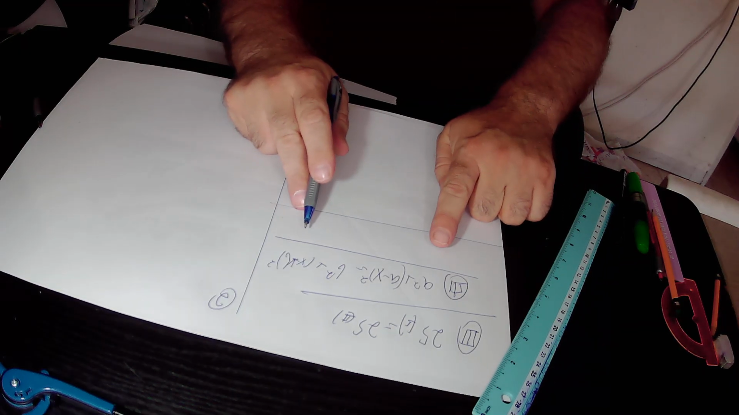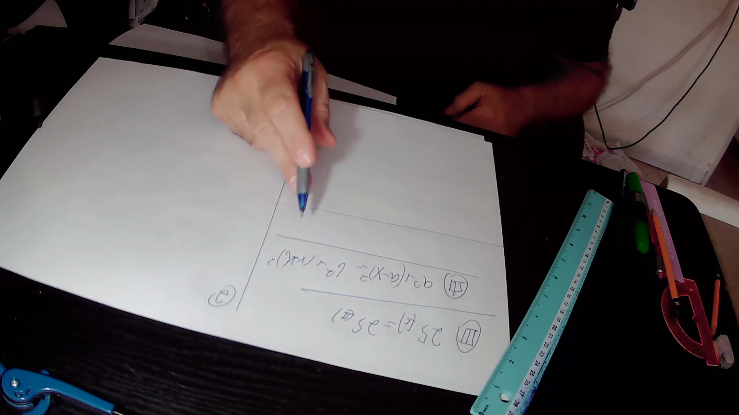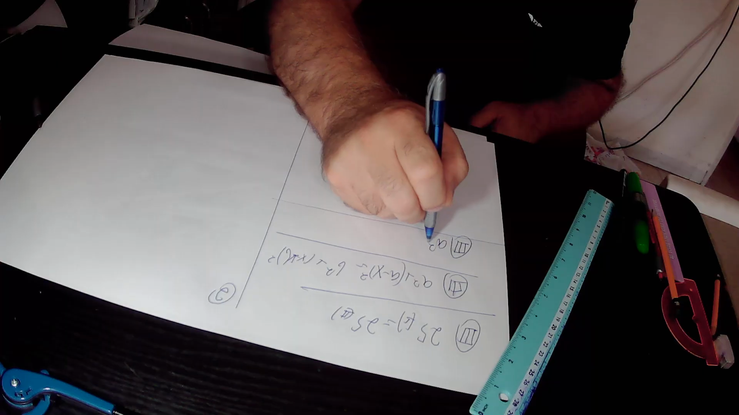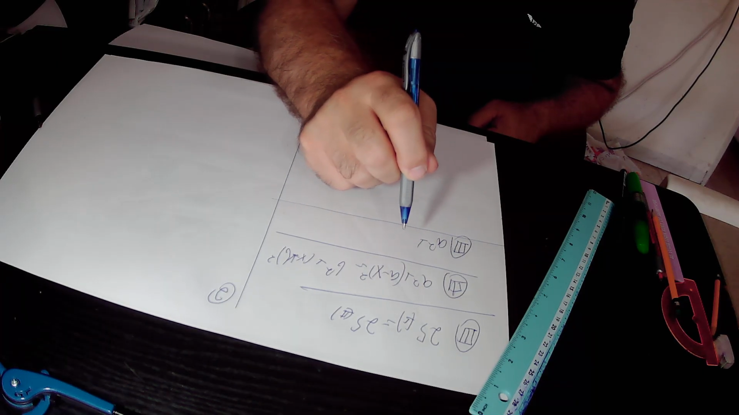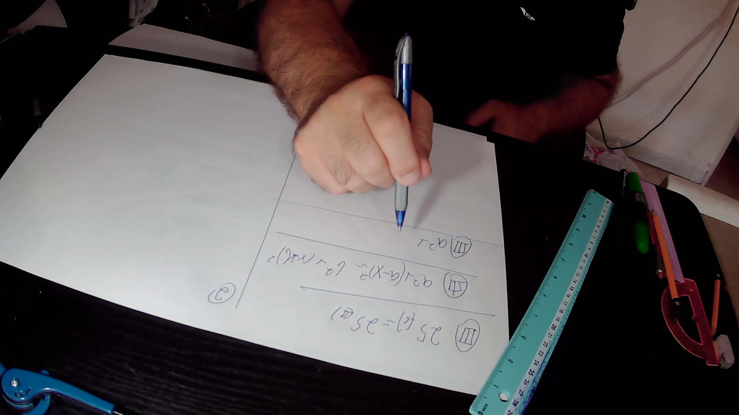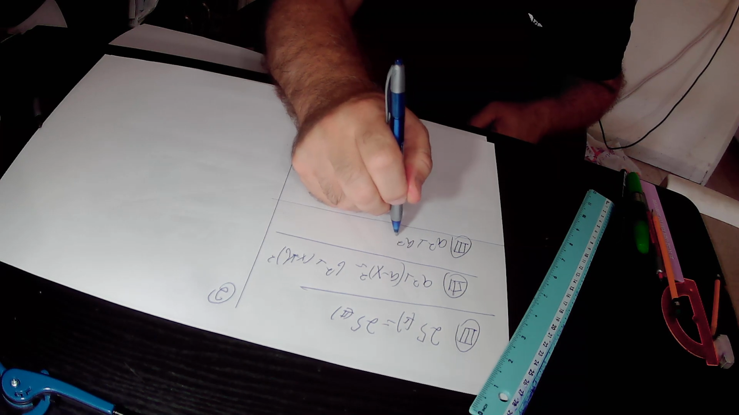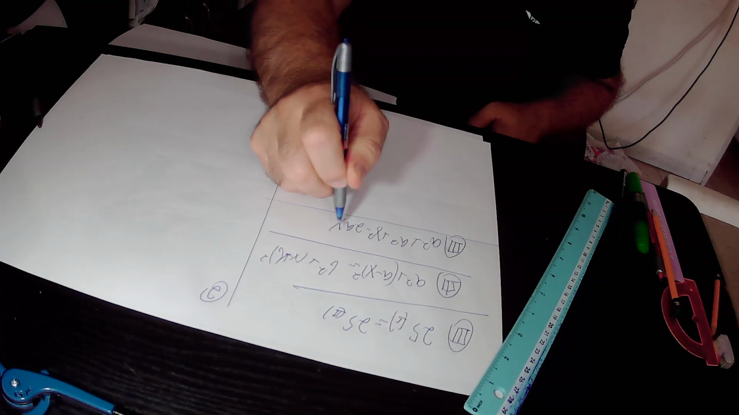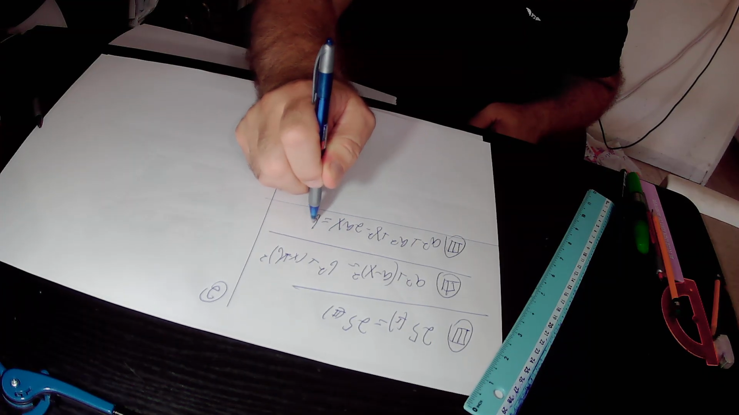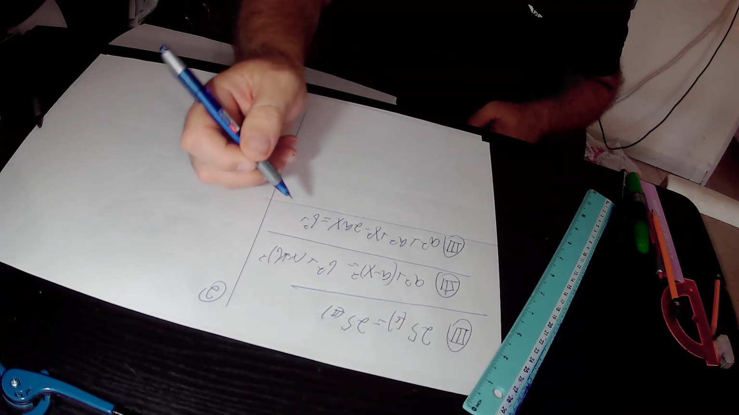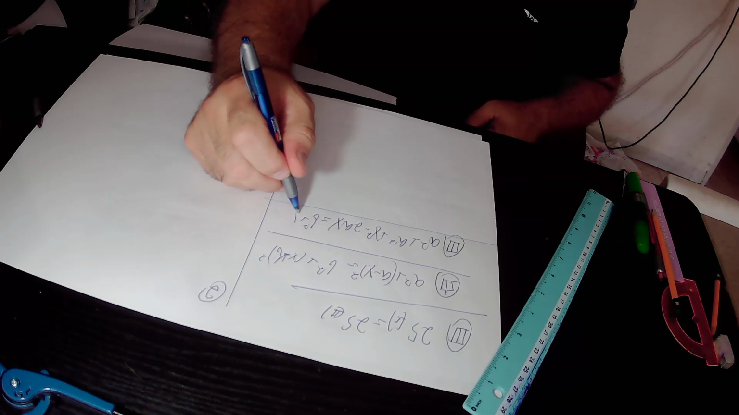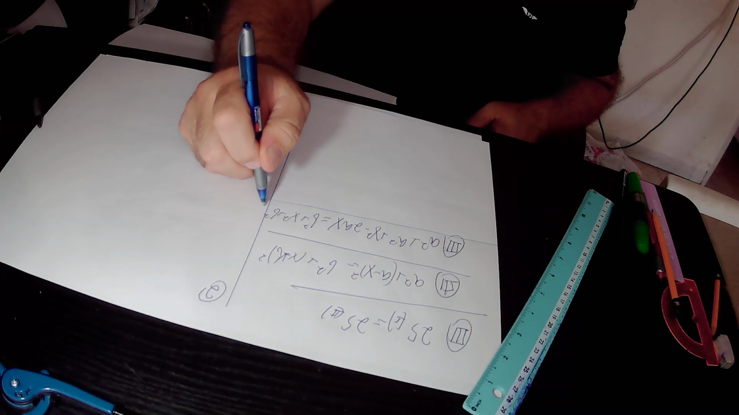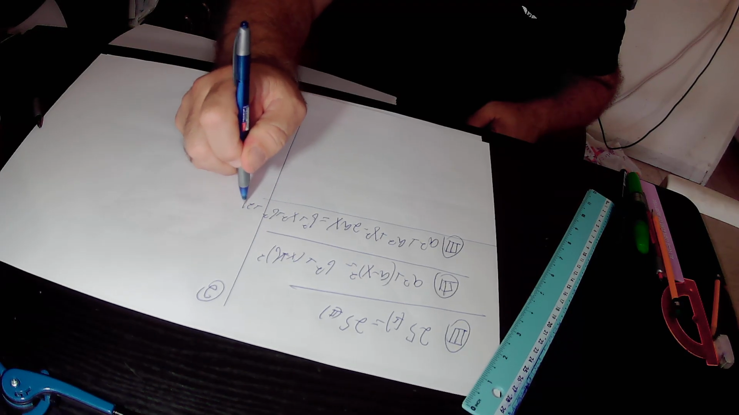Here we will open the brackets on both sides of equation 3, and we get that according to equation 3, A squared plus (A minus X) squared, where (A minus X) squared equals A squared plus X squared minus 2 times A times X. And it equals B squared plus (X plus B) squared, where (X plus B) squared equals X squared plus B squared plus 2 times X times B.